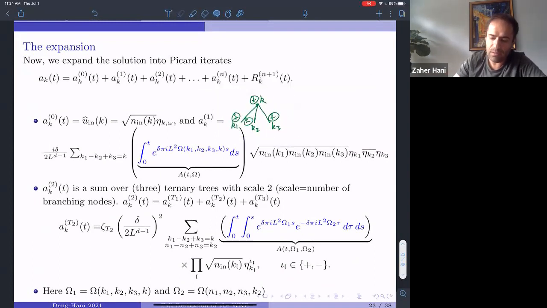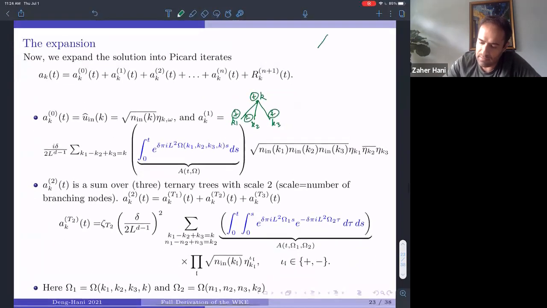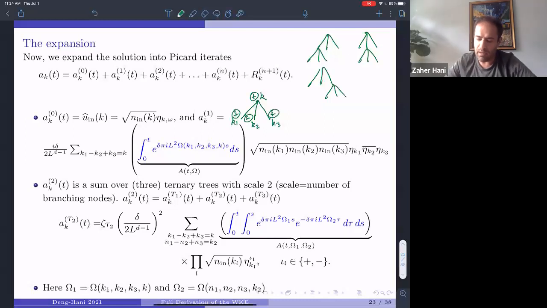Here. Now let us look again as a sort of exercise. Let's look at the second iterate. So the second iterate is the sum of 3 ternary trees, basically the ones that are this or this or this. Okay, so here I write for you the expression for this case.